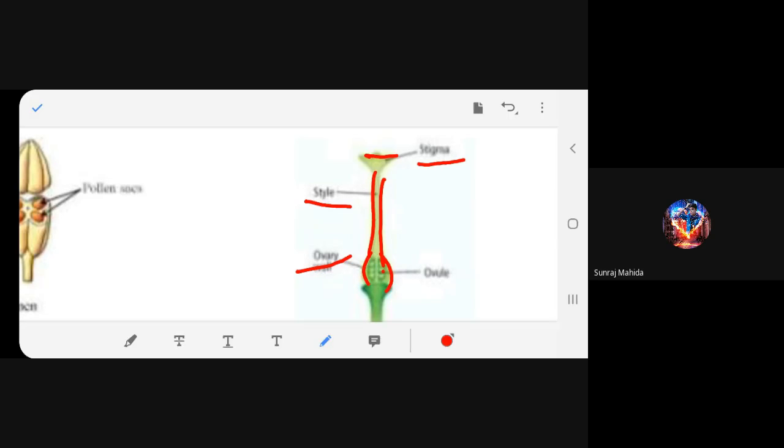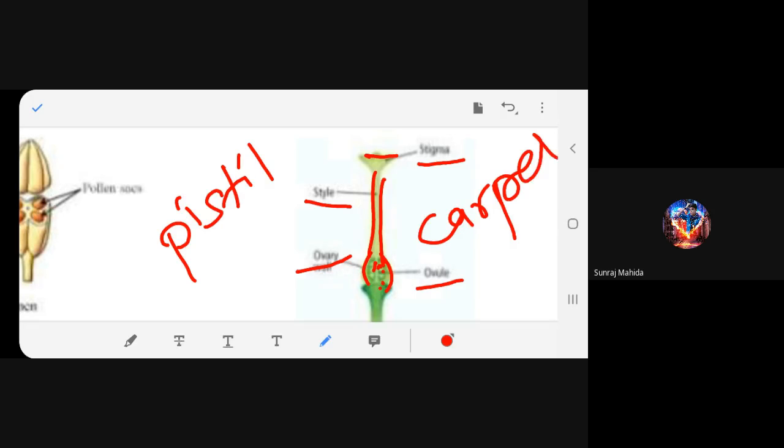Inside the ovary wall is the ovule. So this is the pistil. What is the other name? Carpel. Carpel. Understood? All of you? Yes, ma'am.